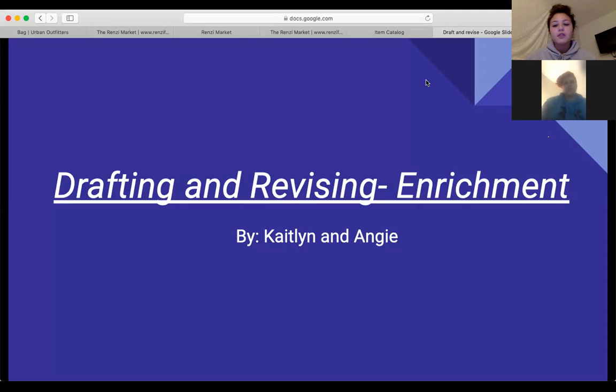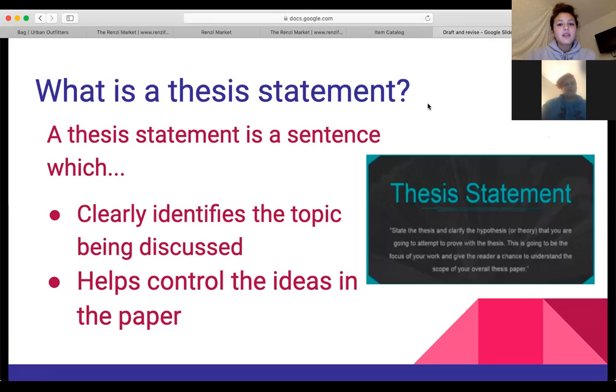Drafting and Revising Enrichment by Angie and Caitlin. What is a thesis statement?